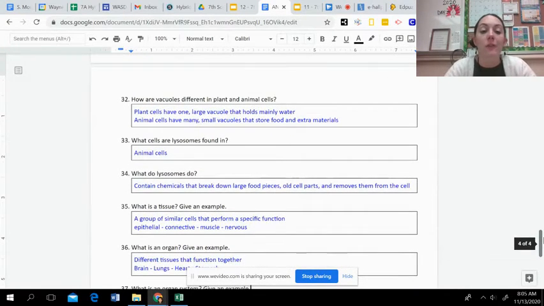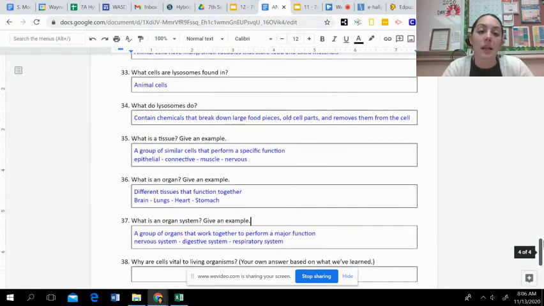The difference for vacuoles between plants and animals, make sure you remember that plants have one large vacuole, and it holds mainly water for the plant. And then animal cells have smaller vacuoles, and they usually have more of them. They're just kind of holding areas as well, but they store food or extra materials the cell might need.